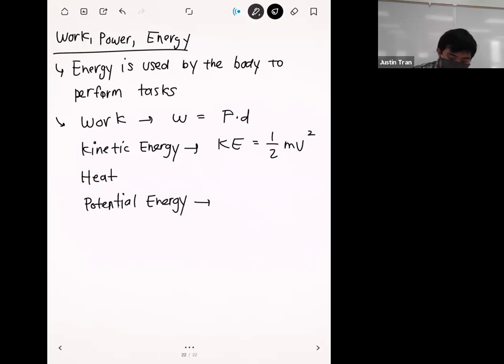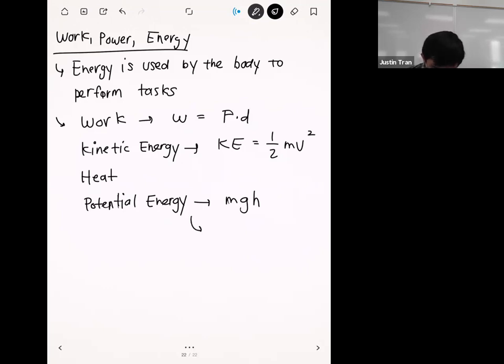Okay. We have potential energy, and we have several different kinds of potential energy. Potential energy is kind of an all-encompassing term for other things. One form of potential energy is gravitational potential energy, which is just your mass times gravity times whatever height you have off the ground.